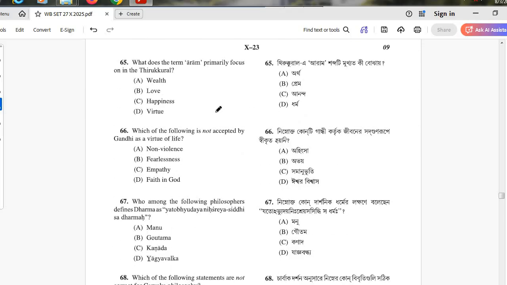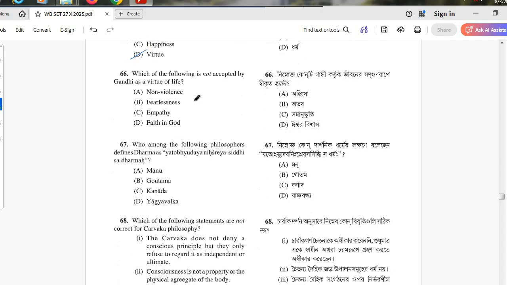Question 65. What does the term Adam primarily focus on in the Tirukural? A. Wealth, B. Love, C. Happiness, and D. Virtue. Correct answer is virtue. That is dharma. Question 66. Which of the following is not accepted by Gandhi as a virtue of life? A. Non-violence, B. Fearlessness, C. Empathy, and option D. Faith in God. And correct answer is faith in God.